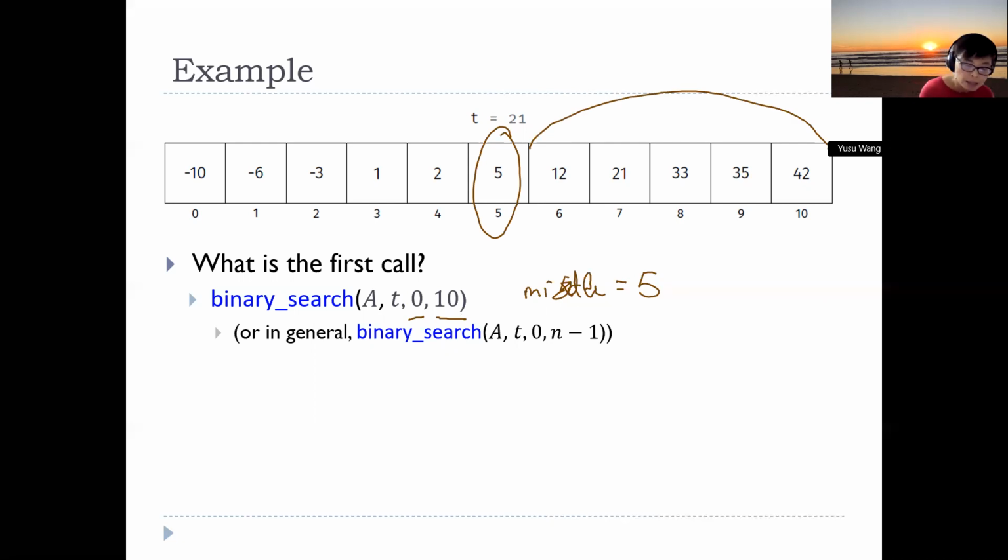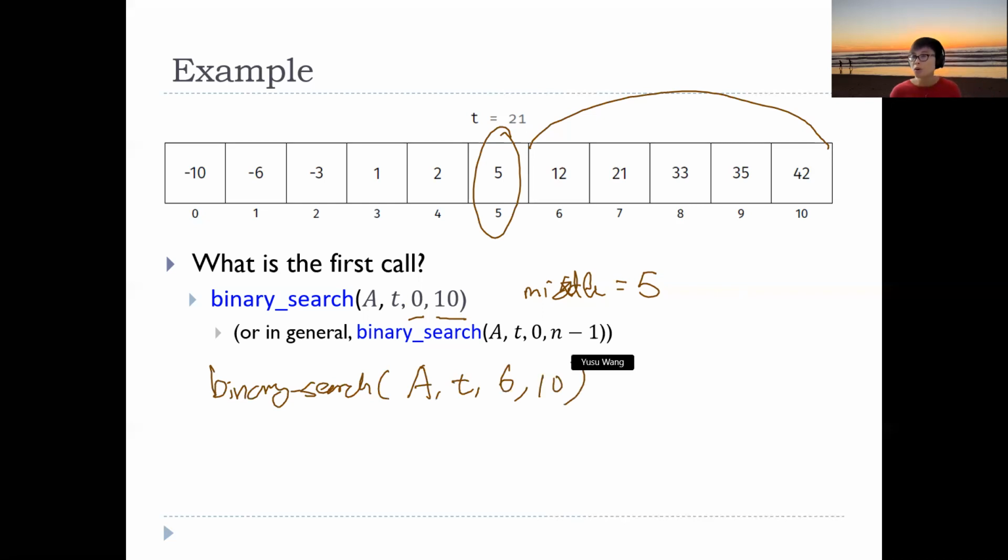So using the algorithm, the next call is binary search, but now I'm going from middle plus 1, that's 6, till the last one, which is 10. So that's the next call we have. Okay, then you repeat. You check what the middle is for this part, which is 6 plus 10 divided by 2, and that's 8. So the next number we're looking for is the one in the 8th position, that's 33. And it's not the target.